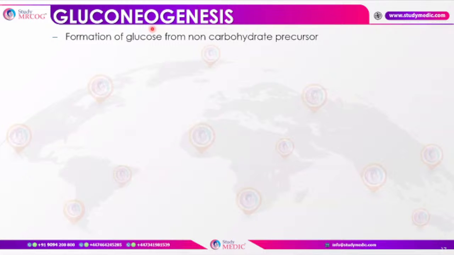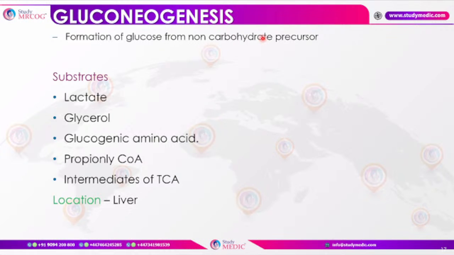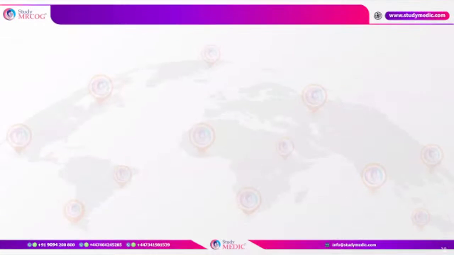Let us take a look into gluconeogenesis. The name is telling us there is production of new glucose molecules from non-carbohydrate precursors, which can be lactate, glycerol, glucogenic amino acids, or propionyl-CoA. Or it can be the intermediates of the TCA cycle. So where exactly is gluconeogenesis happening? In the liver, partly mitochondrial and partly cytoplasmic. You have to remember this point: glycolysis was happening in the cytosol, the TCA cycle in the mitochondria, and gluconeogenesis is partly mitochondrial and partly cytoplasmic.